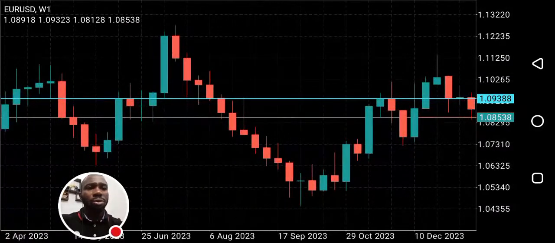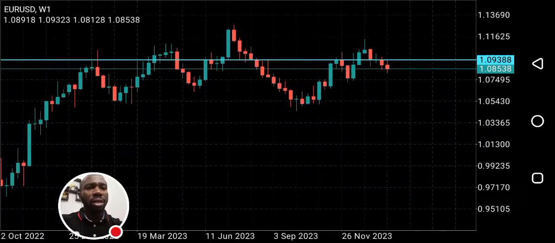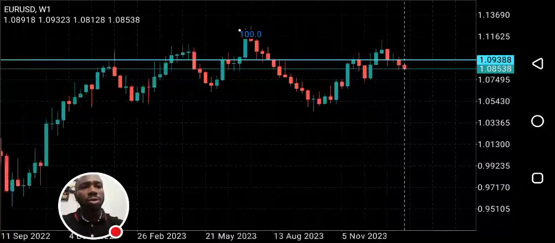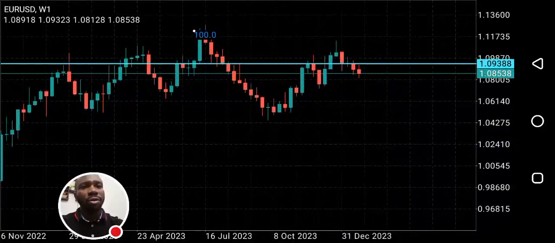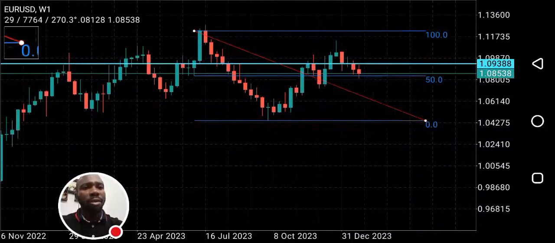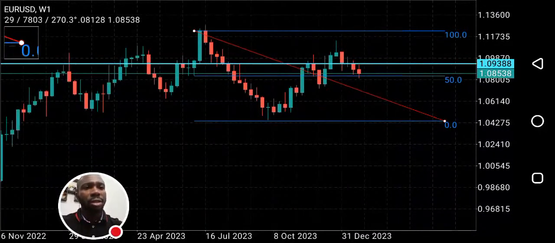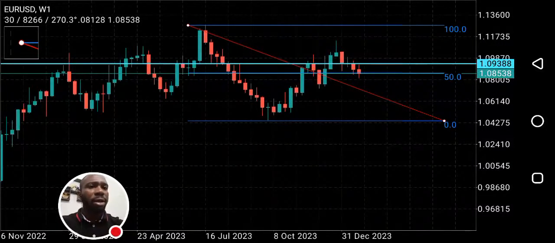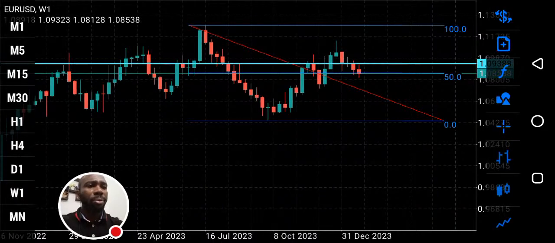So you could see what played out here on Euro USD. If we had applied our Fibonacci from this previous swing high, you can see where price started dropping. Can you see where price started dropping?